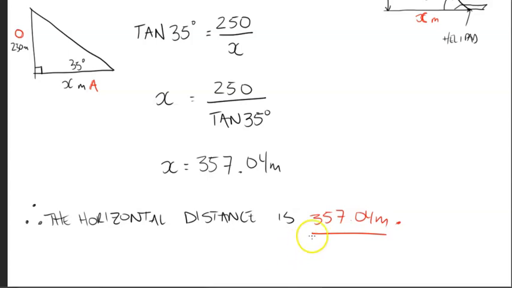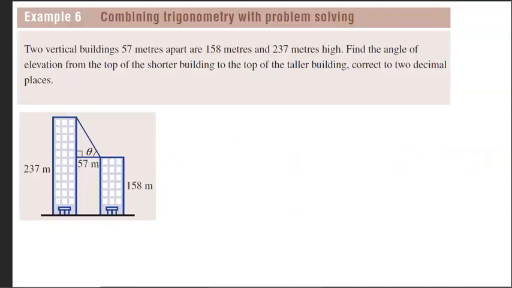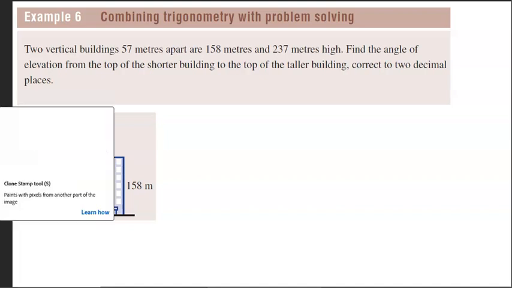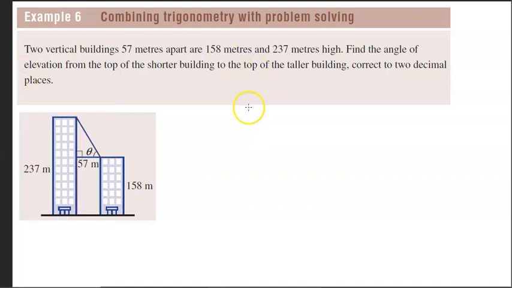So we're going to go through one more, a bit more of a complicated example, and then I'll show you guys which questions you need to attempt from the textbook. Alright, our last example for this before you guys get started on the questions. We are looking at two vertical buildings, 57 meters apart.